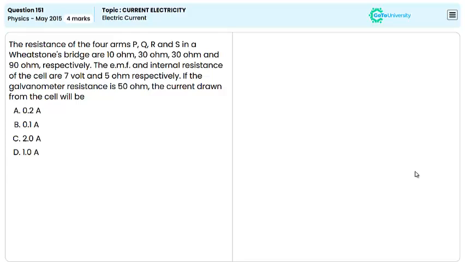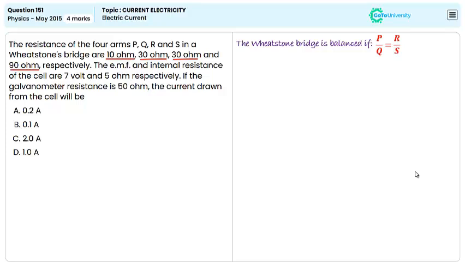This question involves the Wheatstone bridge circuit and the calculation of the total current drawn from the cell. Let us analyze it step by step. The Wheatstone bridge is balanced if P by Q is equal to R by S. Here P is 10 ohm, Q is 30 ohm, R is 30 ohm and S is 90 ohm.